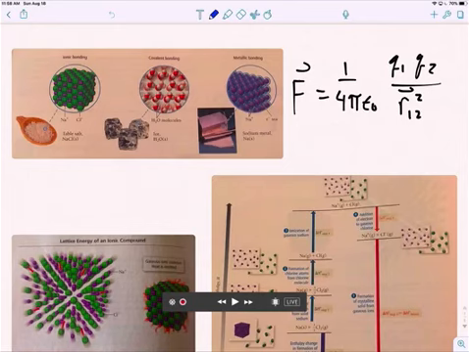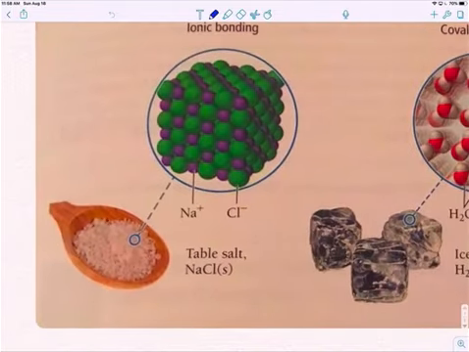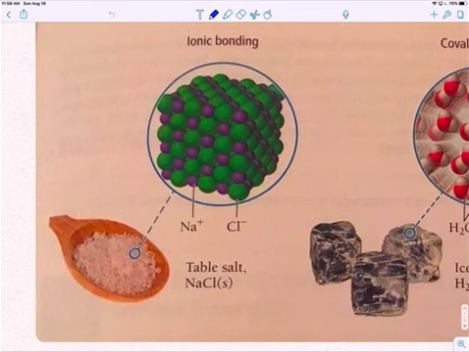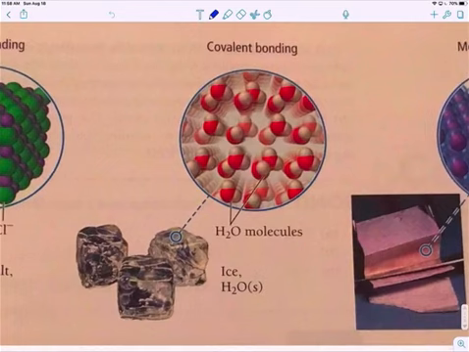Okay, on the next chapter, chapter 10, talking about bonding. So, here shows the three main types of bonding. We have ionic bonding, where one atom gives electrons to the other atom, and then they're combined by the Coulombic attraction between the ions. Here's covalent bonding, where you have sharing of electrons within a molecule.